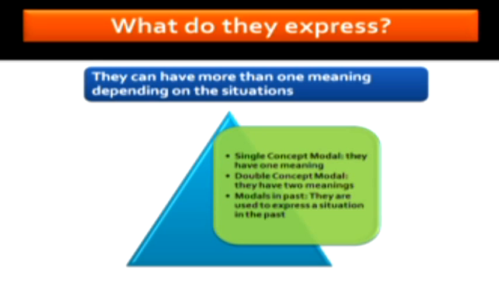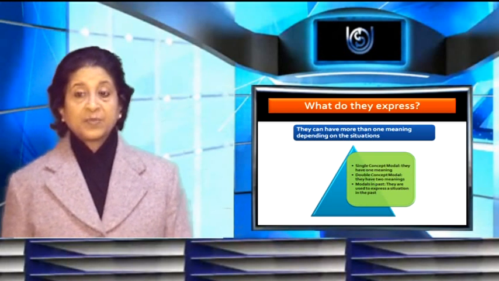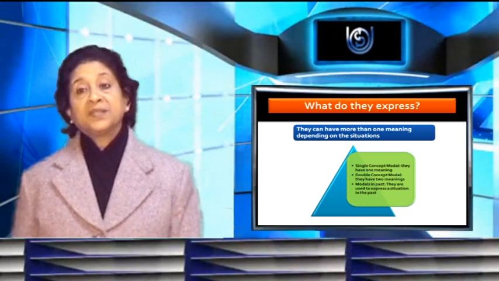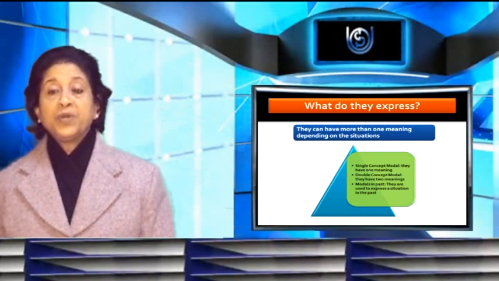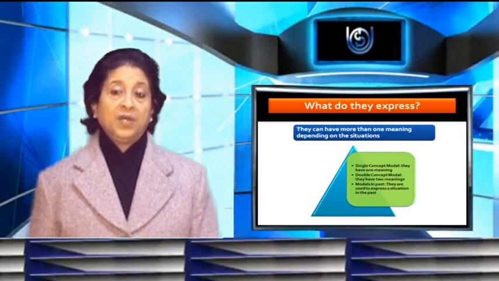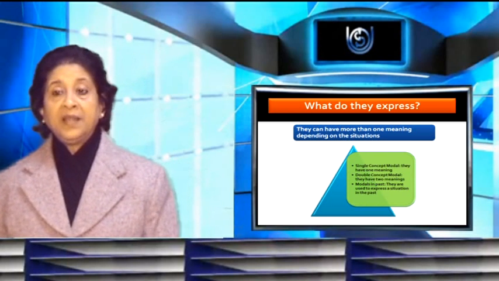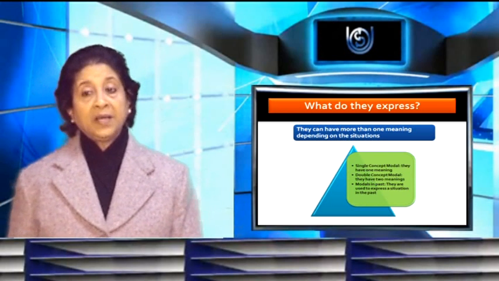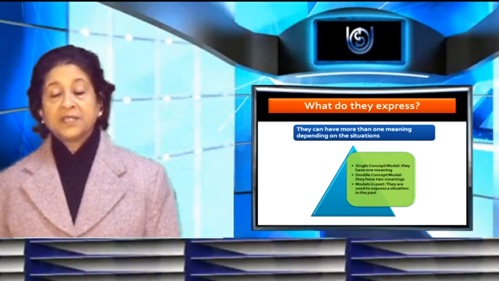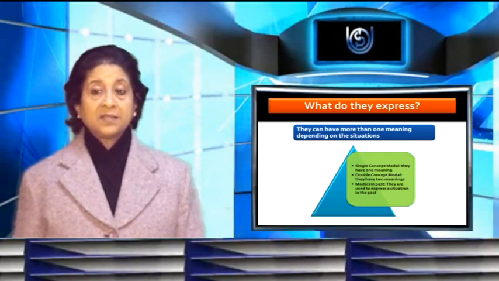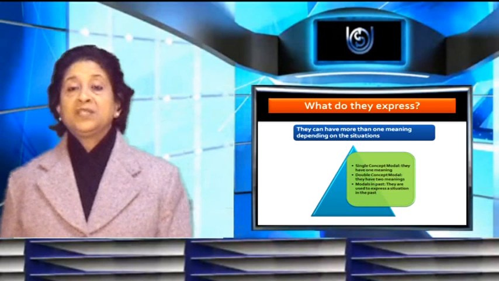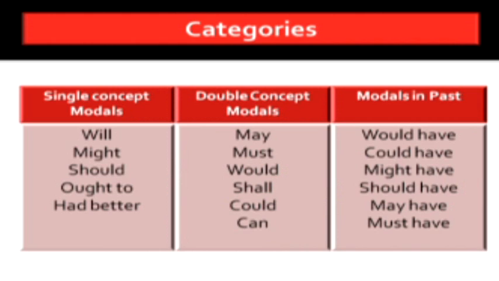Now let's see some examples. Single concept modals have one meaning, and double concept modals have two meanings. And modals in past are used to express a situation in the past. So these are three situations I have explained to you. If it is a single concept, then they have one meaning. If double concept, they have two meanings. And if the modal is in past, they are used to express a situation in the past.